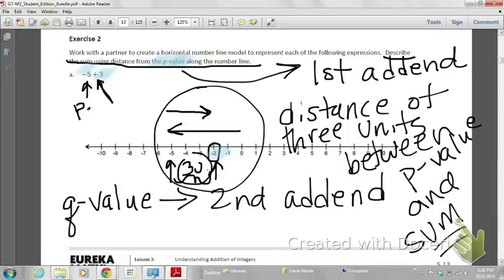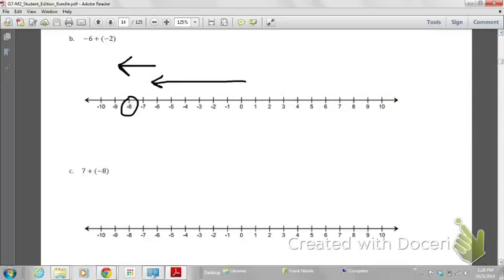Okay, and now again, that question was, describe the sum using distance from the p-value. Okay, so now we have our p-value, which is right here, which is -6. That was our first addend. And then our sum right here. Okay, and so the distance here is 2 units. Okay, all right, and again, we're explaining why it's 2 units.